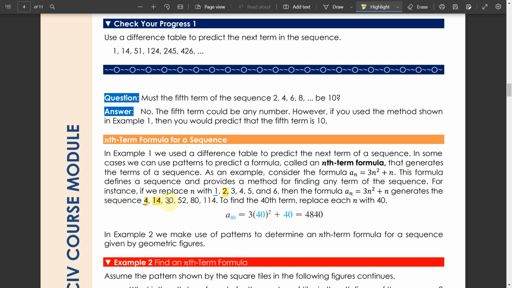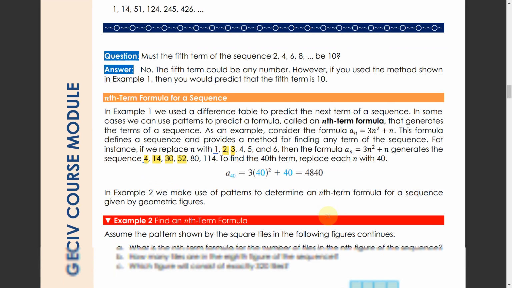For the third term, we replace n with 3, and for the fourth term, with 4. So if you're going to find the 40th term, what we do is substitute 40 for our n. So the 40th term is 4,840.